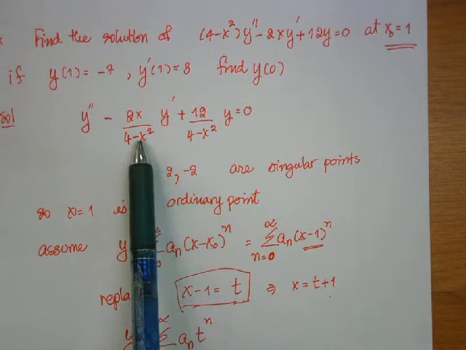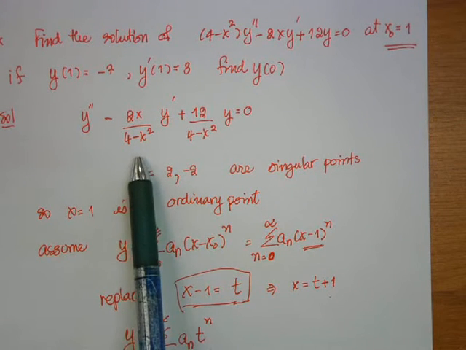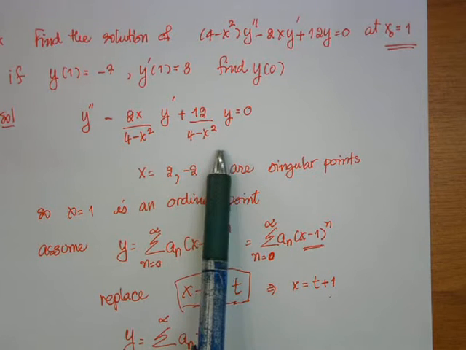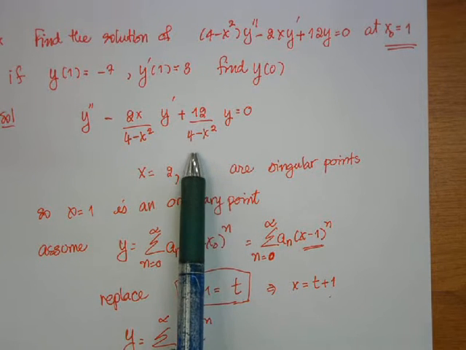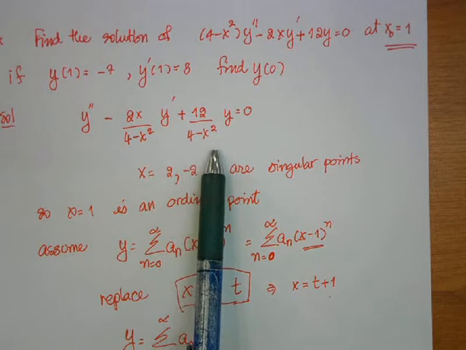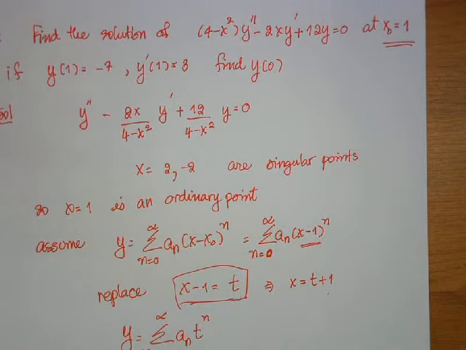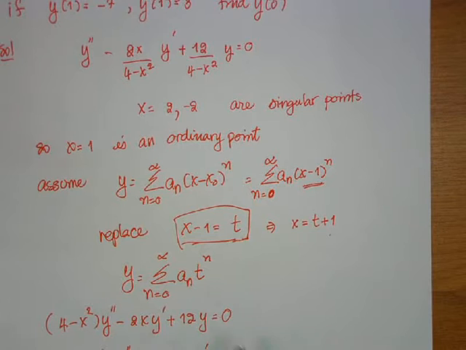Now our p(x) is minus 2 divided by 4 minus x squared, and q(x) is 12 divided by 4 minus x squared. So from this you would know that we have two singular points, which are x equal to 2 and minus 2. Now, the problem statement is asking us to find the solution around x equal to 1. Is 1 an ordinary or singular point? It's an ordinary point. So we can assume the solution in this way.